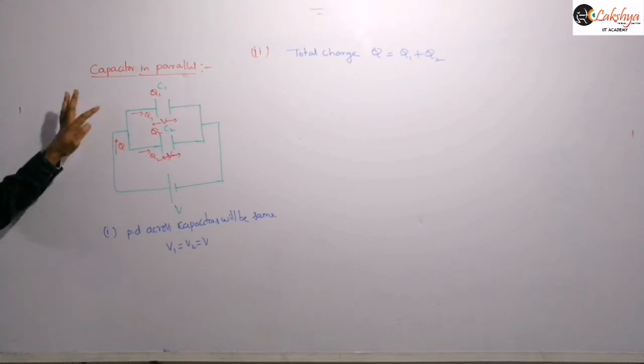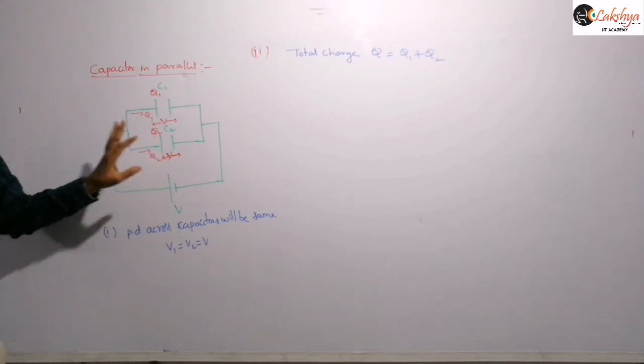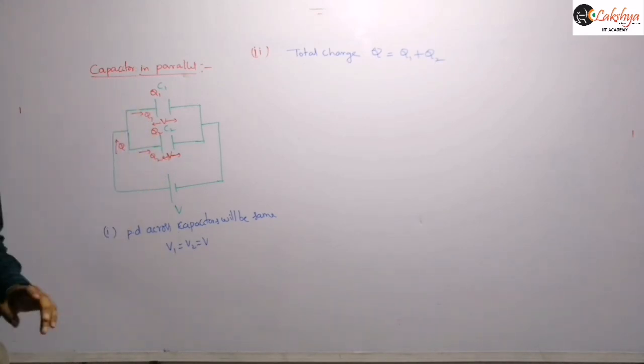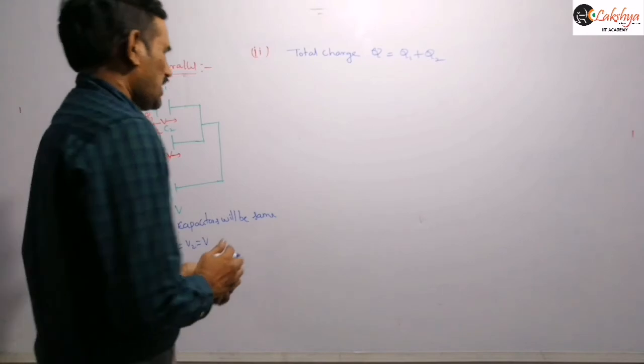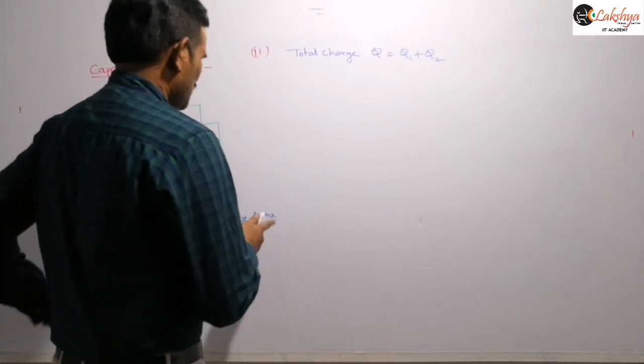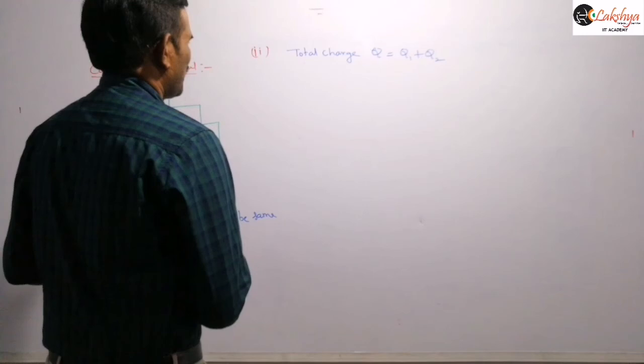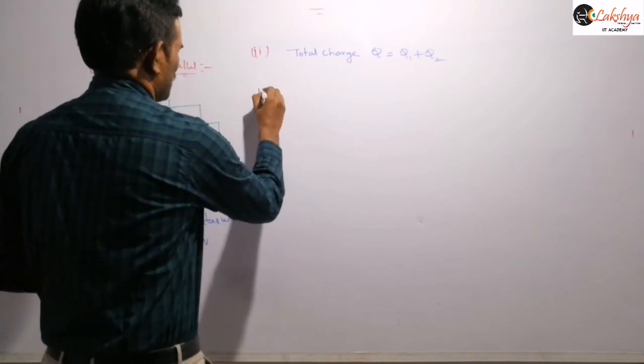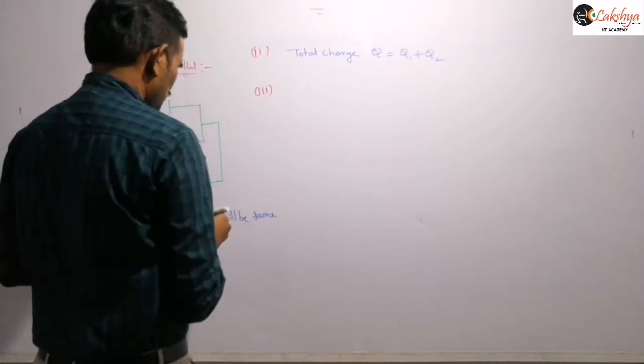If I is the current flowing here, then I1 and I2 you may consider here. Then I is equal to I1 plus I2, similar to that. And basing on this only we can calculate the effective capacitance here. So let us write this as the next point here.